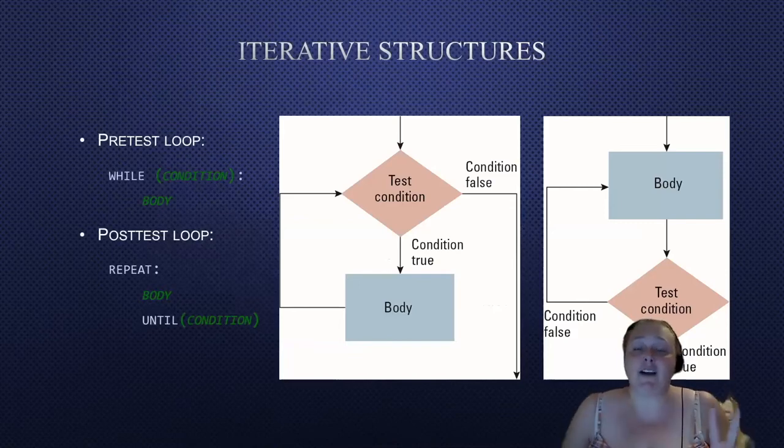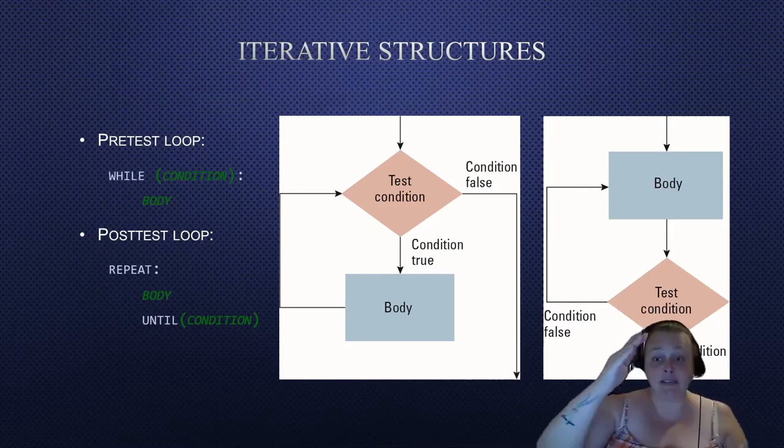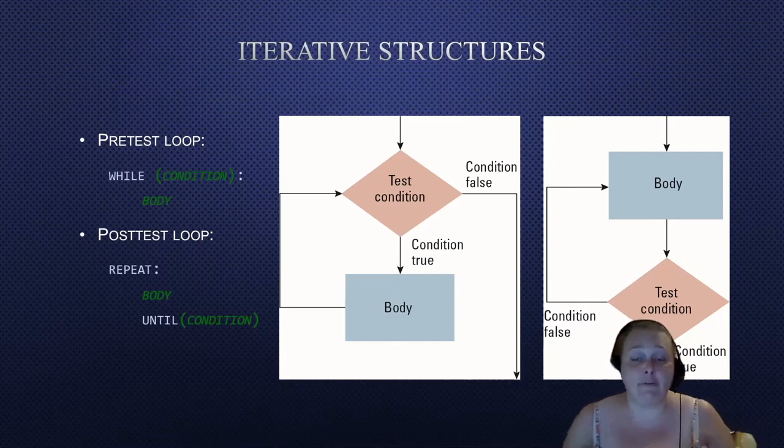There are two different kinds of iterative structures. There's a pre-test and a post-test. Now I've got images here of both of them in a flow chart. They look relatively similar, but you can see here on the left, this is the pretest. The test happens in front of the body. Coming out of the test, you go into the body and then you either loop back to the condition or you exit out if false.